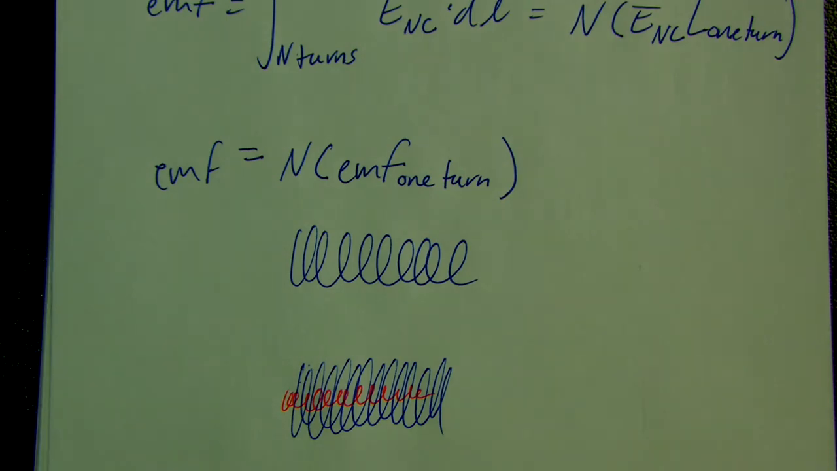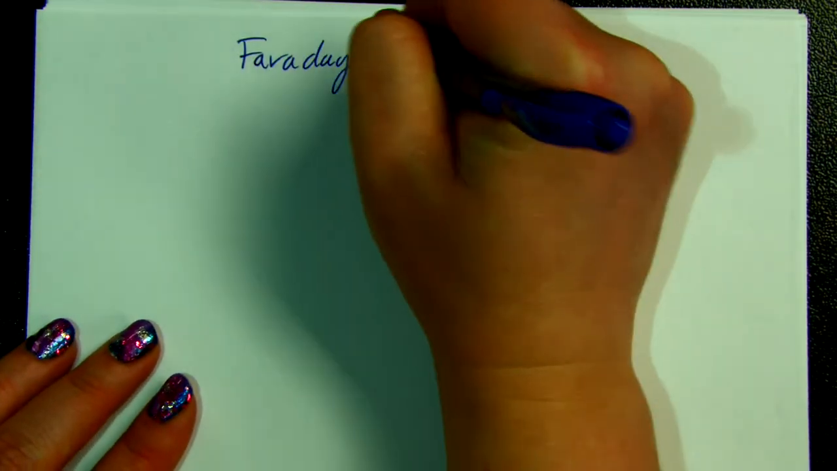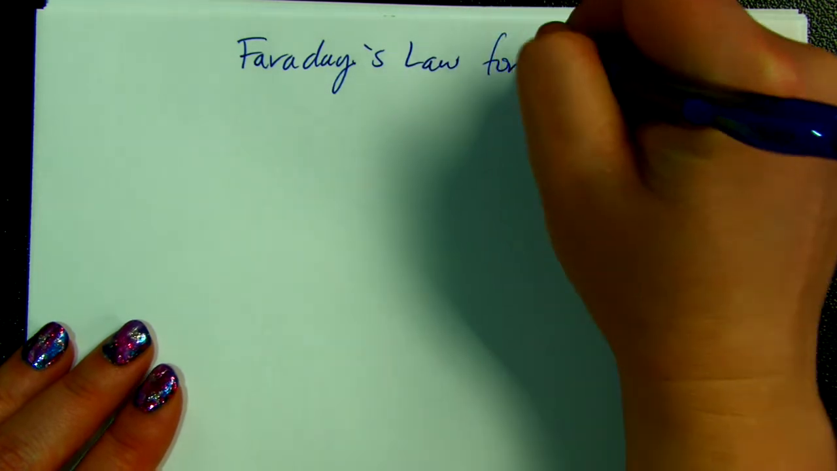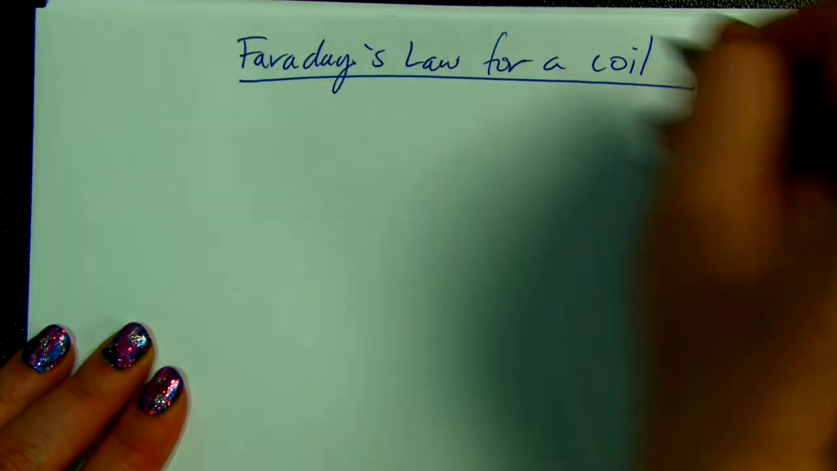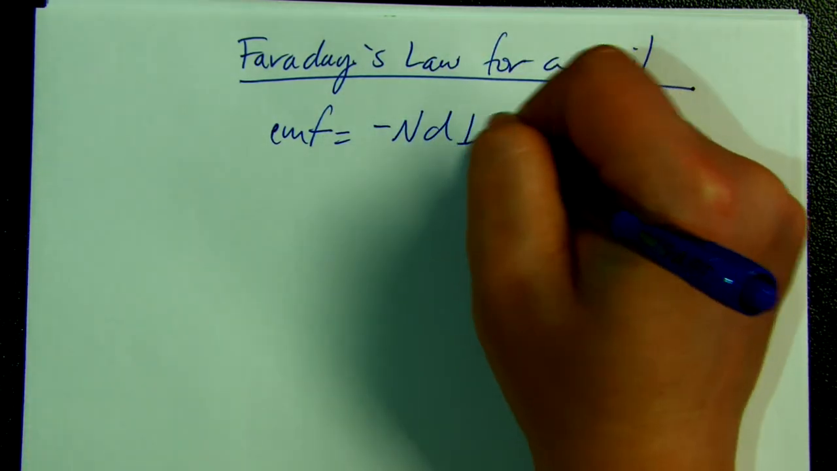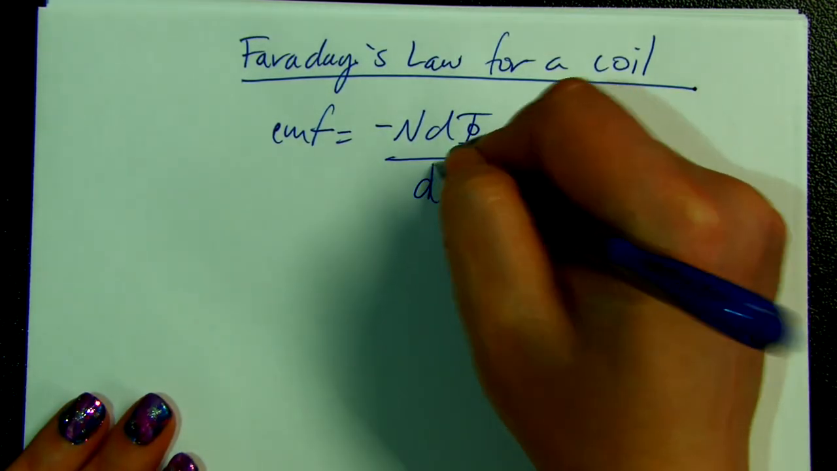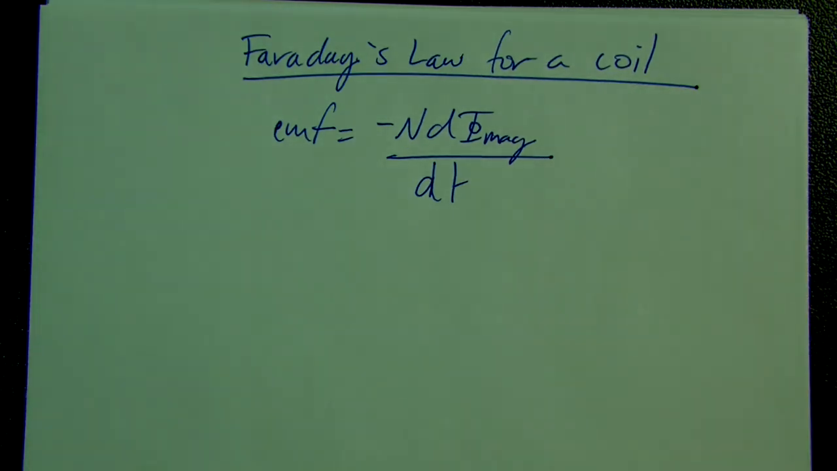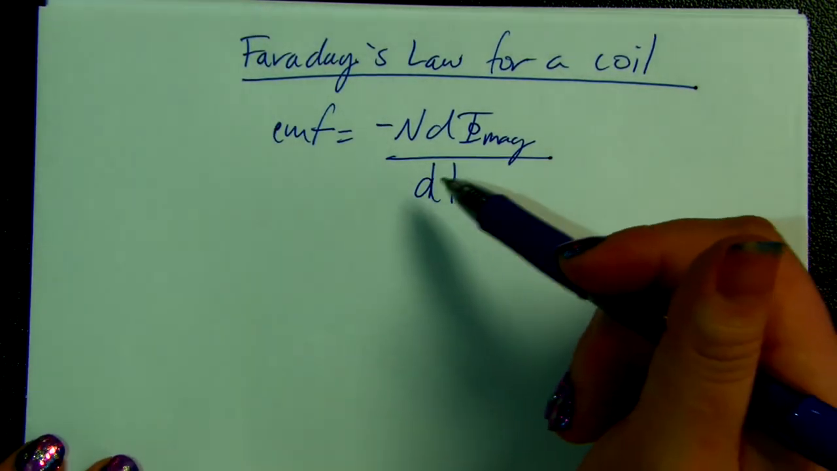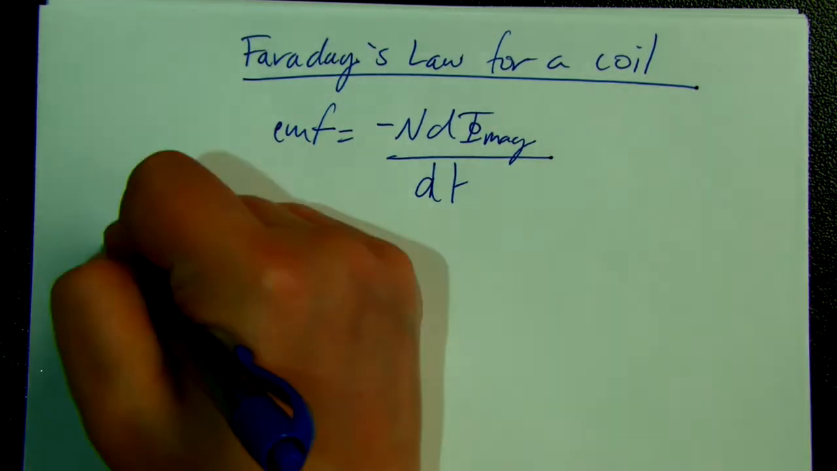Okay, so this brings us to Faraday's law for a coil. EMF is equal to minus N times the change in magnetic flux over dt. So essentially, we now have an expression that accounts for the number of coils, so you can scale it accordingly. Okay, so let's keep building.